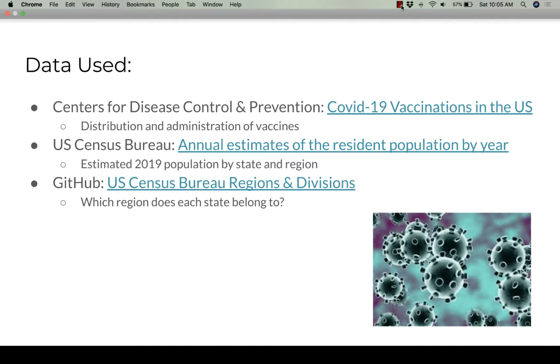Then, so that I could break the analysis down by region, which is important to have, something like region as opposed to 50 states, if you want to put data in a table, I needed something that told me which states belong to which region, and I got a data set on US Census Bureau regions and divisions from GitHub. The links are available either below this video, or if you're a student, they're on your Canvas site, or if you have my slideshow, you can click on the links to get the data.